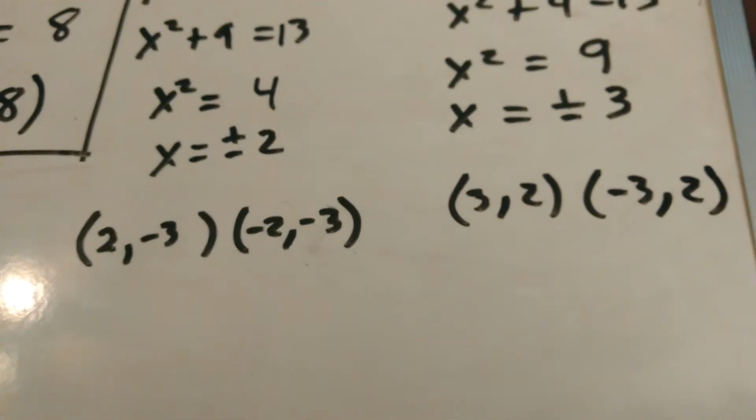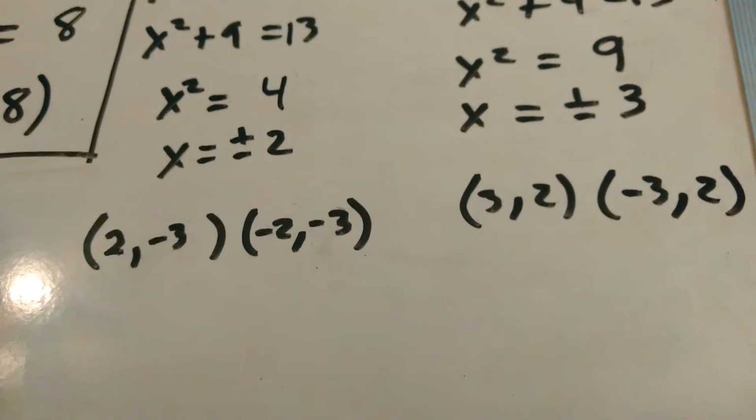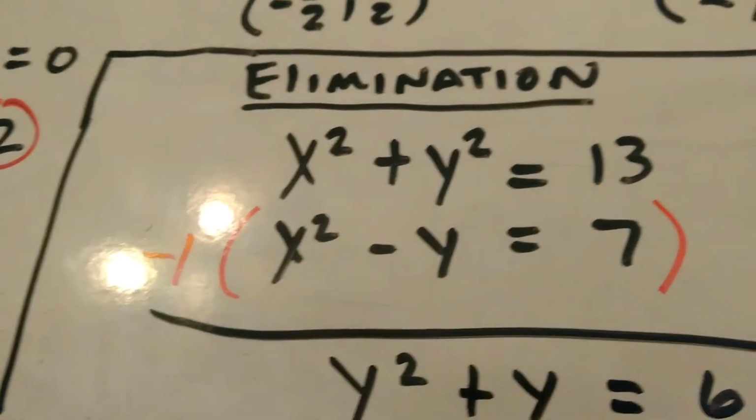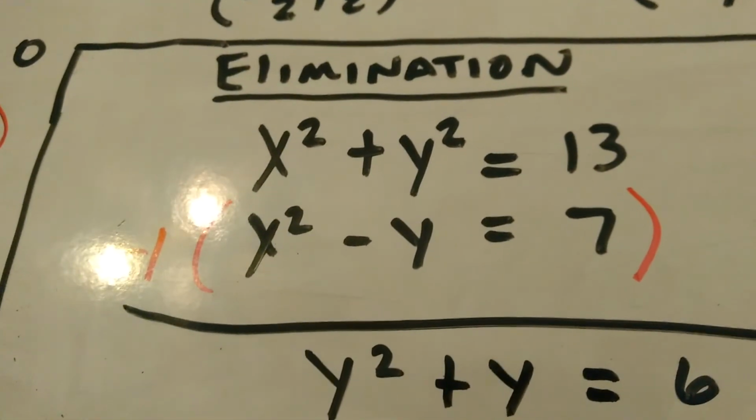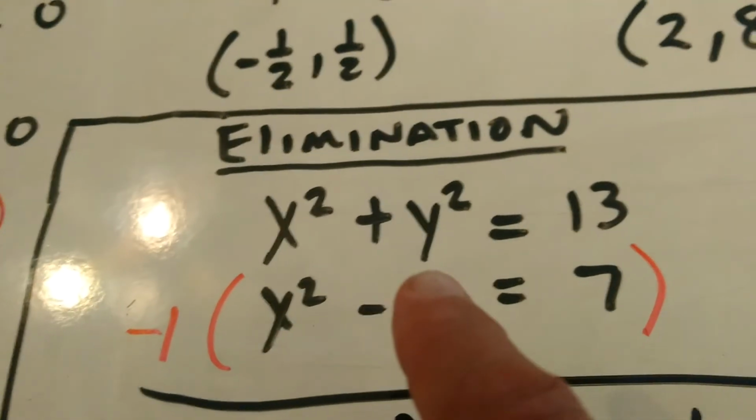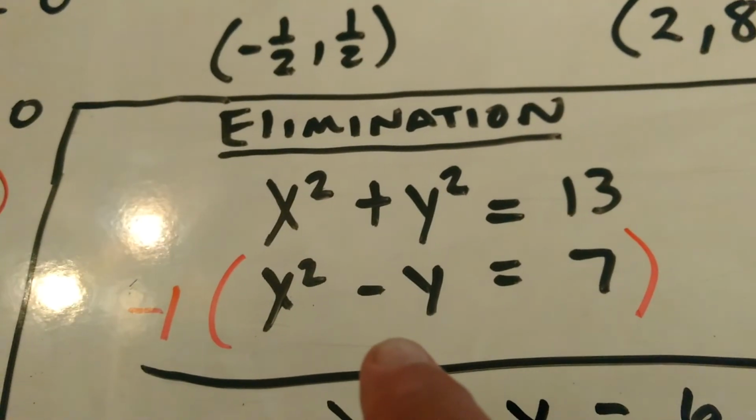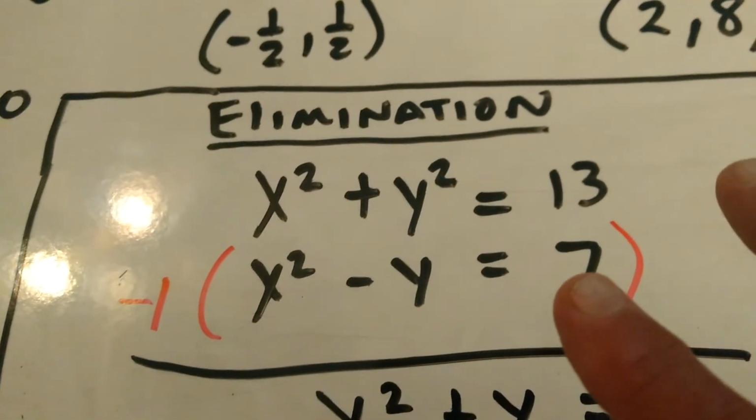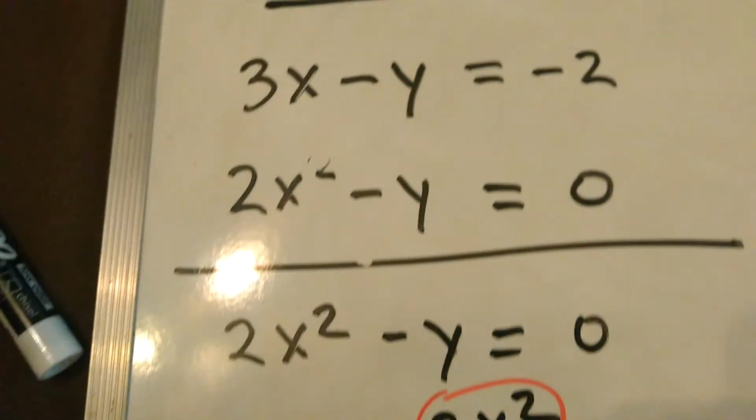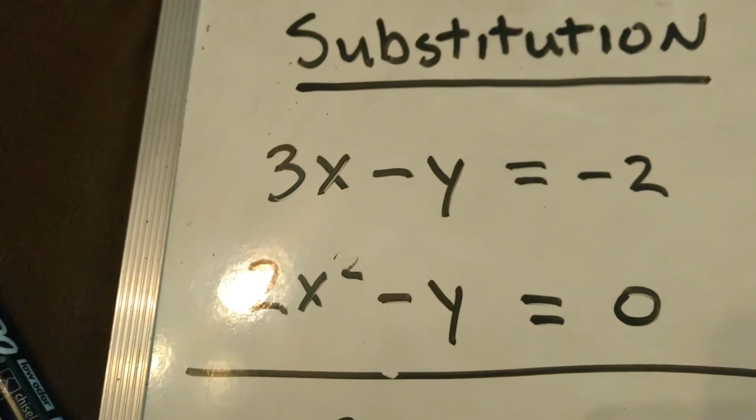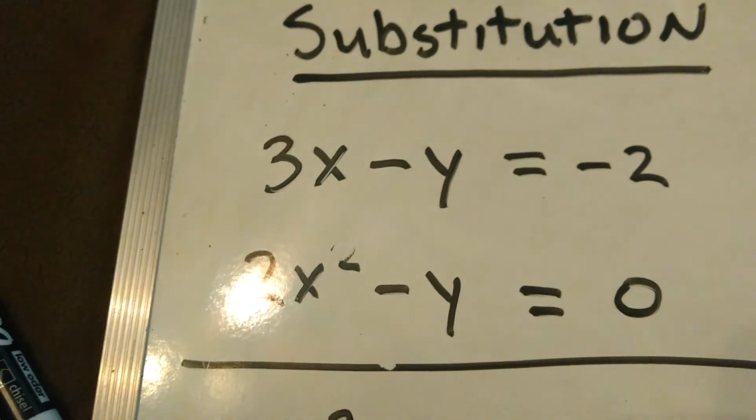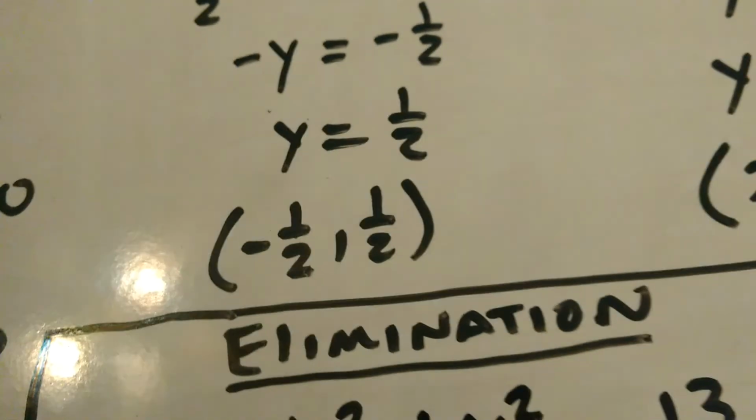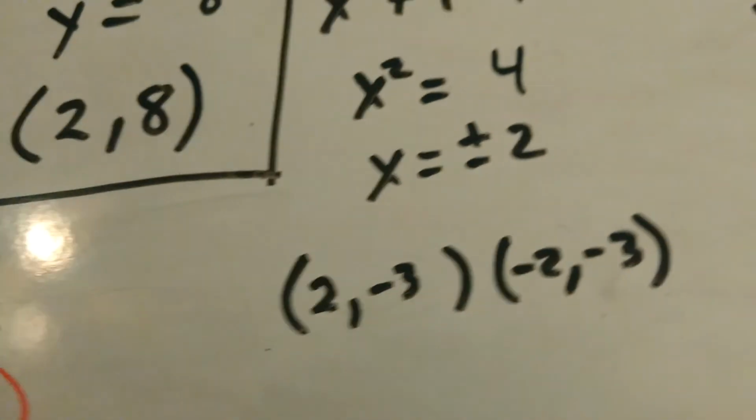So in this particular system, I get 4 solutions. And that's because both equations were nonlinear. Think about this. This is a circle. This is a parabola. So what's happening is the parabola is intersecting the circle in 4 points. Over here, this was a line, 3x minus y equals negative 2, with a parabola. A line can only intersect a parabola in 2 points. That's the reason this had 2 solutions and this had 4.